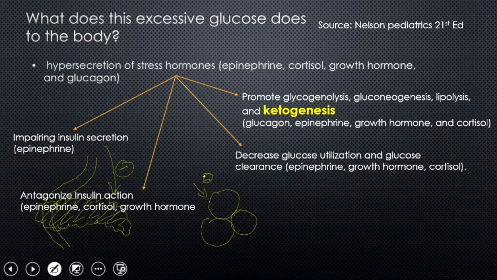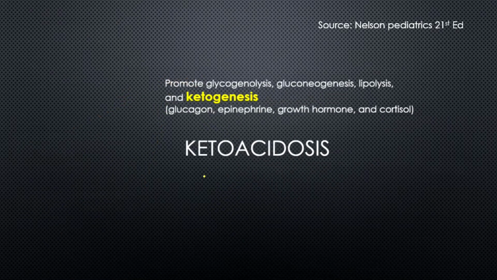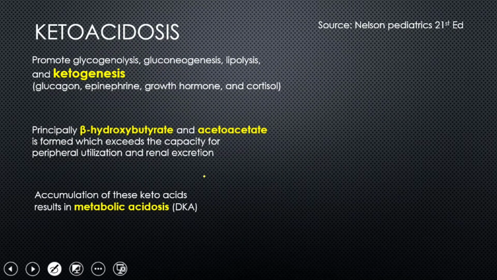This ketogenesis leads to accumulation of ketone bodies in the body, which ultimately leads to ketoacidosis and ketonuria. Why does the ketoacidosis occur? This is because the body is in a state of starvation during type 1 diabetes. The cells cannot utilize the glucose for energy, so the body shifts its energy source towards other byproducts like ketone bodies. Ketone bodies are formed in the liver.